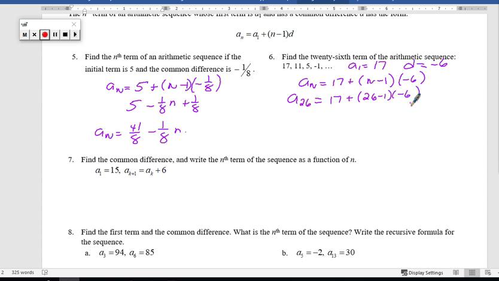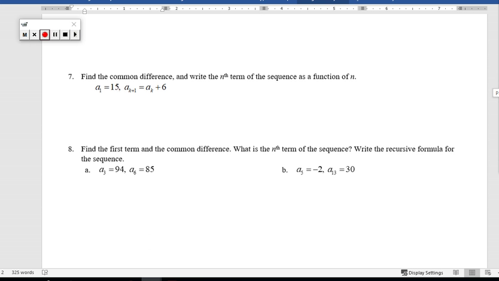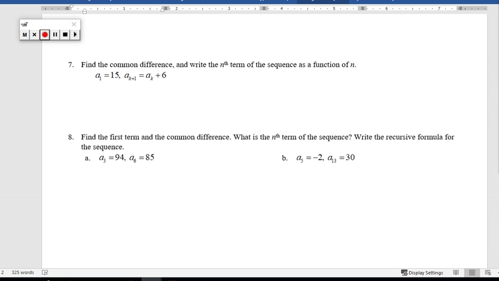Figuring all that out, we wind up with A sub 26 is equal to negative 133. All right, for problem number 7, what we are looking at is to find the common difference and then write the nth term of the sequence as a function.